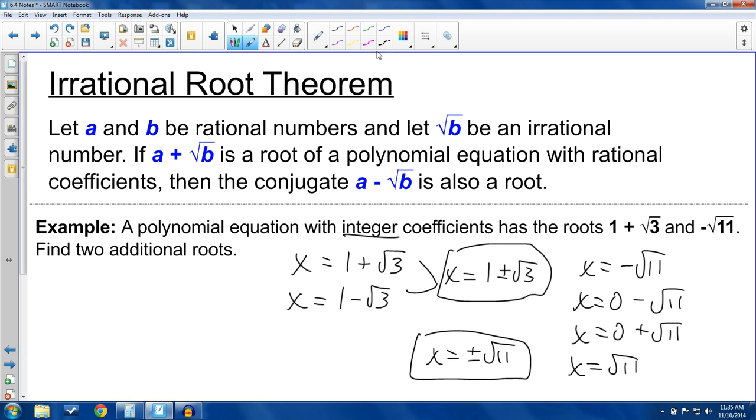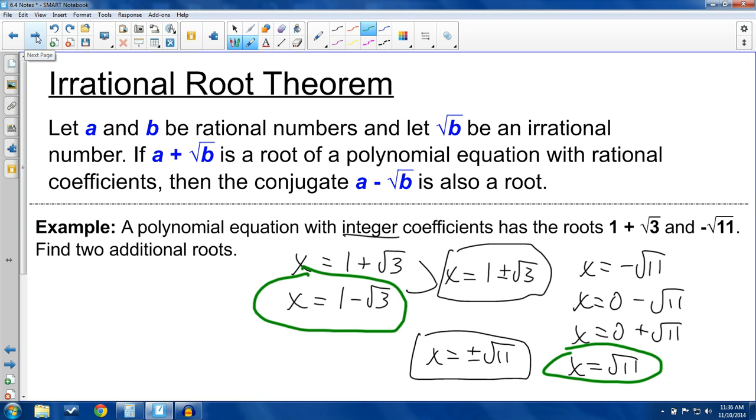Okay. So your two answers that we're actually looking for, the two additional roots, are x equals 1 minus root 3, and x equals square root of 11 right there. That's an example, and we'll go over it more in class. I just wanted you to see one example of it, and we'll be able to multiply this out, and you'll see exactly how that cleans up.